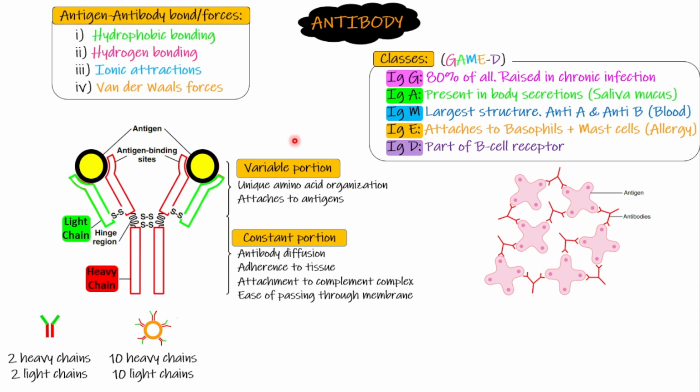Now, this antigen and antibody bind to each other. What are the basic forces between these antigens and antibodies which bind them together? There are 4 types of forces. One is hydrophobic bonding, the other is hydrogen bonding, and then we have ionic attractions and van der Waals forces. So the 4 types of bonds between the antigen and the antibody are hydrophobic bonding, hydrogen bonding, ionic attractions, and van der Waals forces.